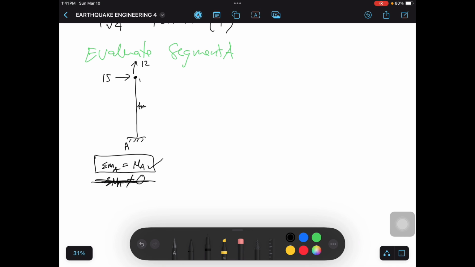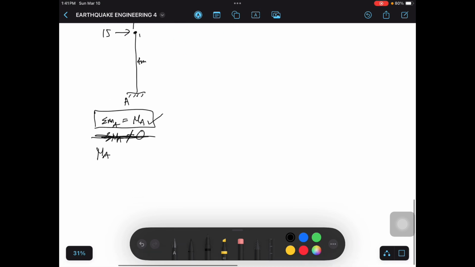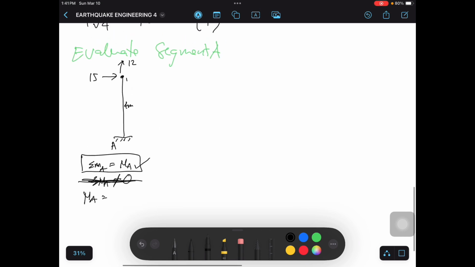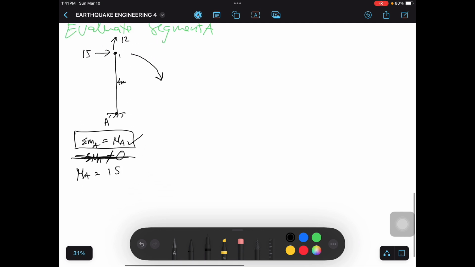So, summation of moment at A is equal to the moment at A. Let's get yung moment at A. Ano ang force na magkakos ng moment at A? It's 15 lang. 12, wala yan kasi it passes along moment A. Ano ang direction ni 15? Pag nag-rotate, it's clockwise. 15 times moment arm yung force. So, 60 kilonewton meters si moment A na clockwise.